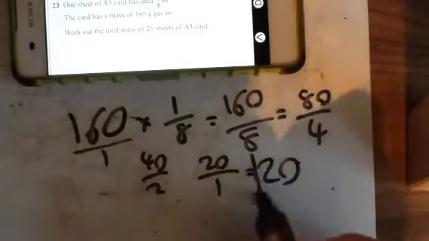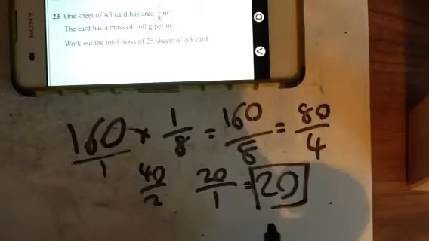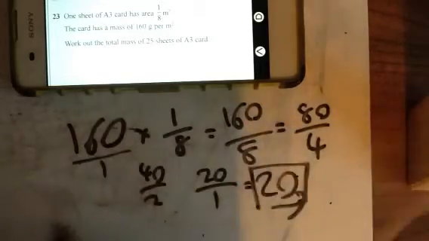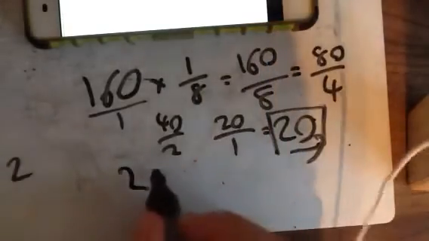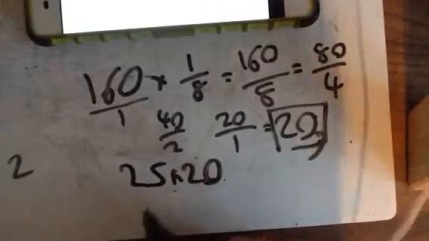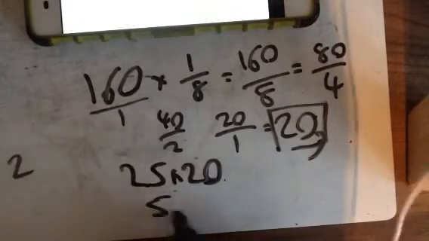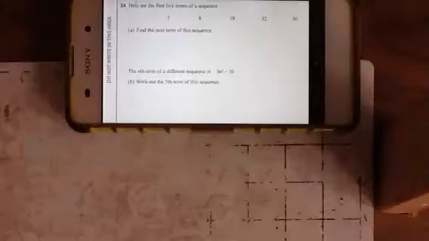Now that's for 1/8 of the big sheet, so an A3 card is 20 grams. But I have 25 of them, so I need to do 25 times 20. This is 20 grams, and I've got 25 of them. So I know 2 times 25 is 50. Add on a 0, so my answer is 500 grams.